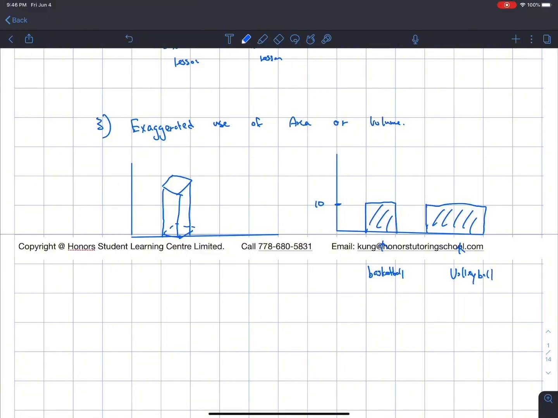Okay, so those are the three main reasons of misleading graphs that you need to know. And I'll see you in question 1.